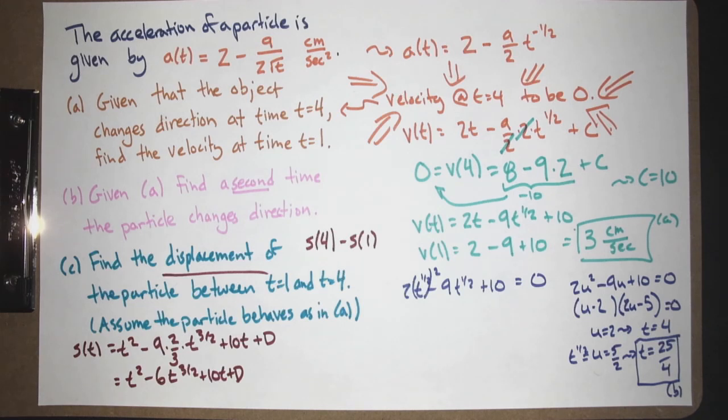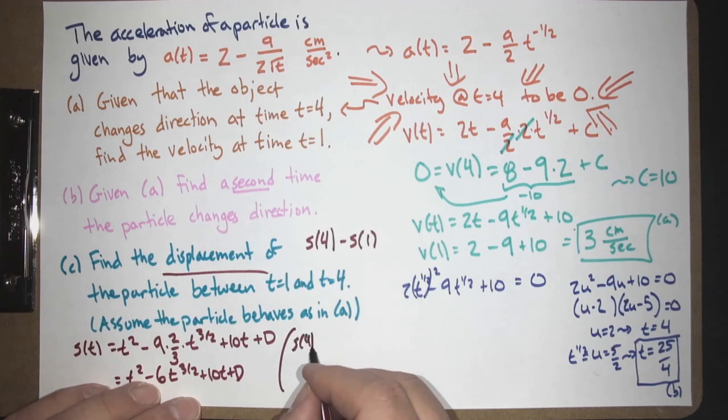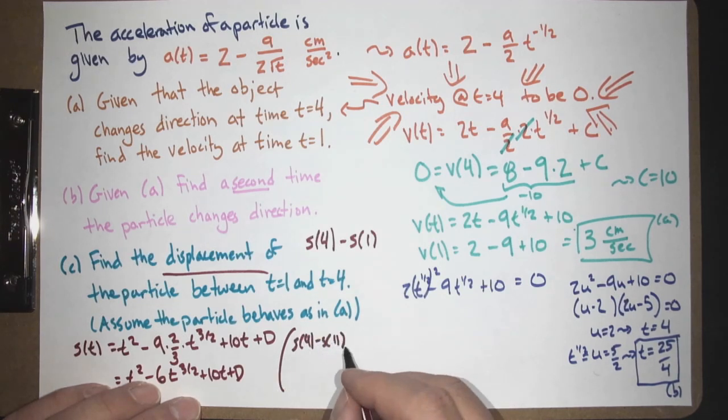Because it kind of feels like, don't we need to know d to find the position at time 4? Well, we kind of do need to know d if we want the position at time 4, but I don't actually need the position at time 4, because I'm after something else. I'm after a displacement. So let's plug in. So s of 4 subtract s of 1.